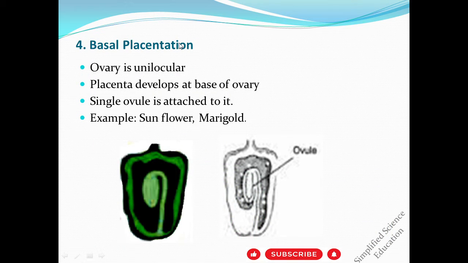The fourth one is basal placentation. The ovary is unilocular, forming one chamber. Placenta develops at the base of the ovary. Here you can see the placenta develops from the base of the ovary and a single ovule is attached to it. Examples of basal placentation are sunflower and marigold.